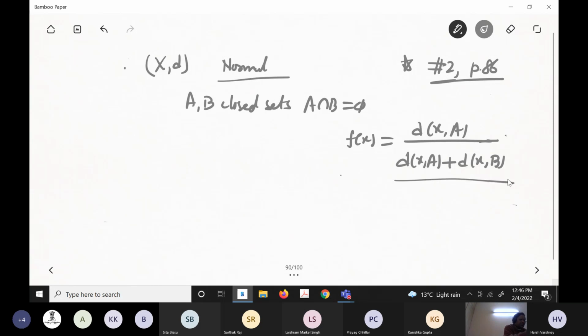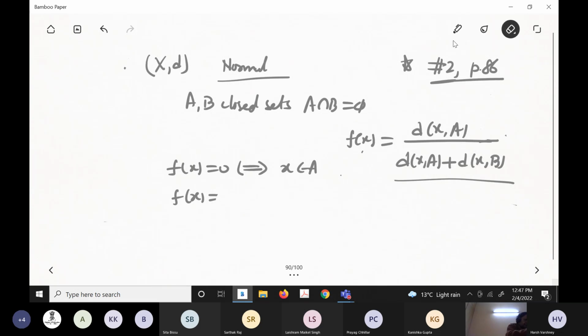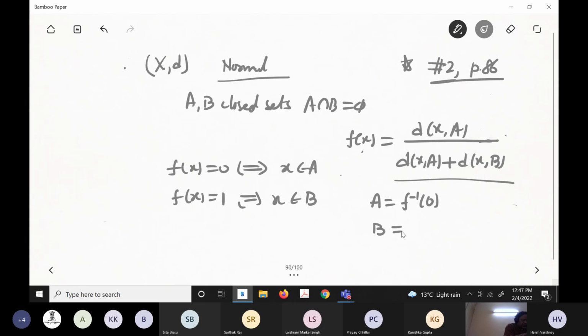Okay, so this function tells you something more. It tells you that f(x) equals 0 if and only if x belongs to A bar, because if f(x) is 0, then the distance has to be 0. And f(x) equals 1 if and only if x belongs to B. Understood? That means you are getting A equal to f inverse of 0 and B equal to f inverse of 1.